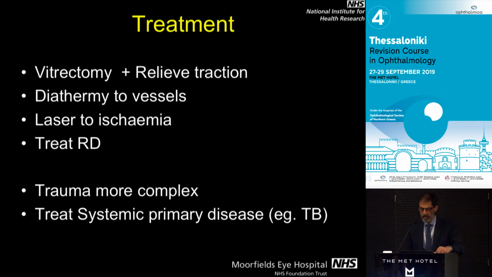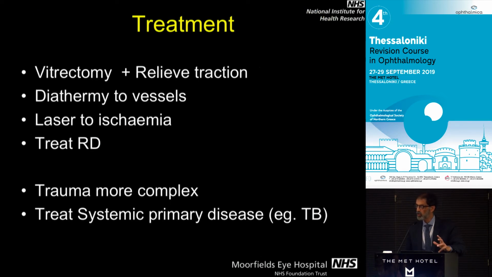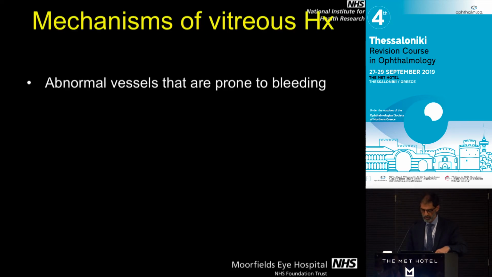Once you're in, you diathermize the vessels that are bleeding, laser to ischemic areas, for the various things that cause ischemic drive, and you treat, of course, the retinal detachment. Trauma is always more complex because there are multiple components to it, including foreign bodies, retinal tears, incarcerations, and you treat as required. And very rarely is it secondary to infective disease, although very severe uveitis from infective causes can also lead to vitreous hemorrhage. So there are three mechanisms by which you can get blood into an eye.